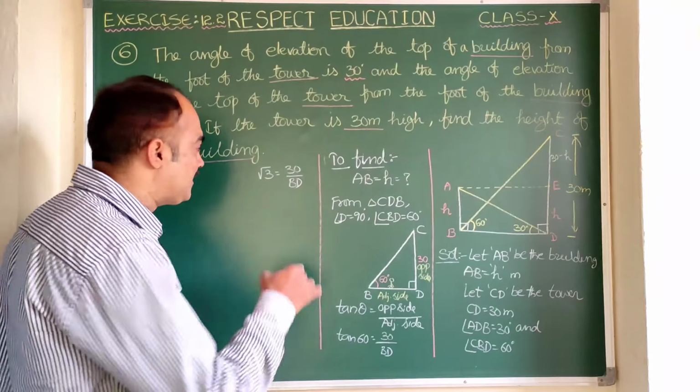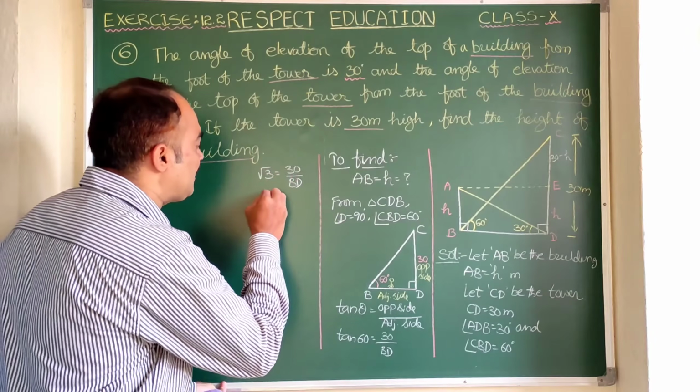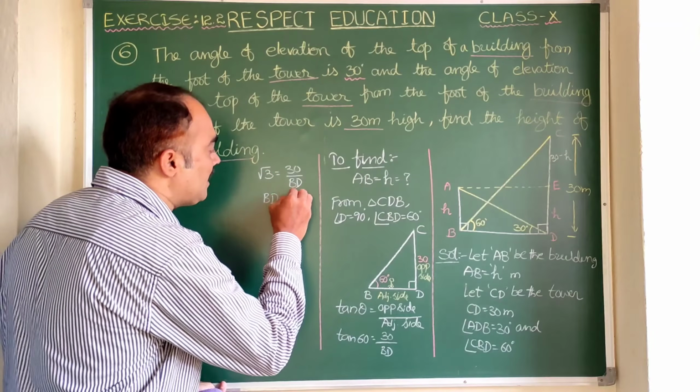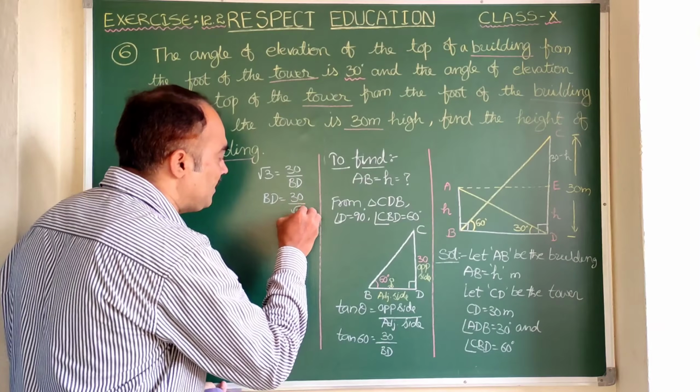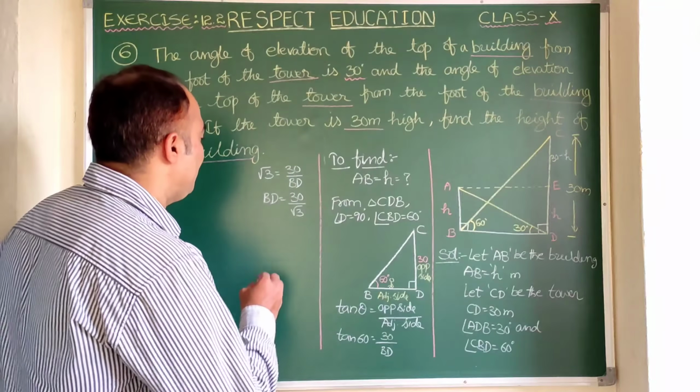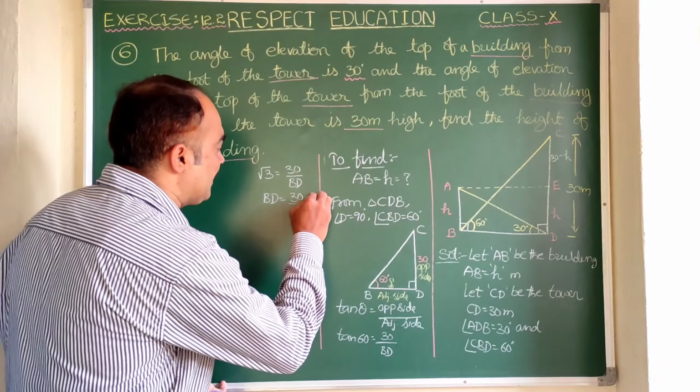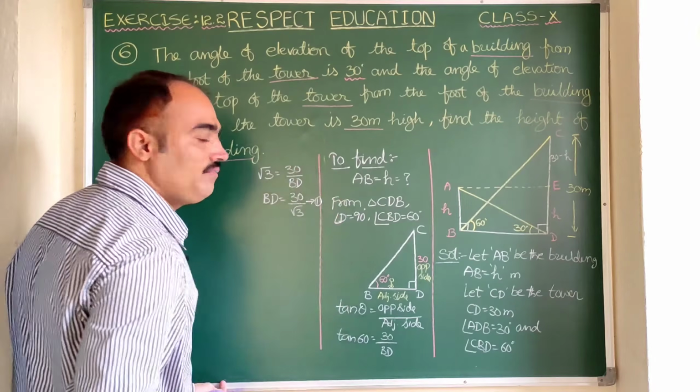Now let us do cross multiplication. Root 3 into BD equal to 30, so that BD is equal to 30 by root 3. Let us take it as equation number 1.